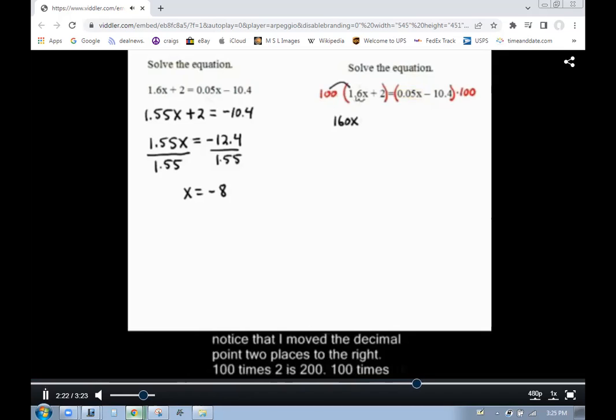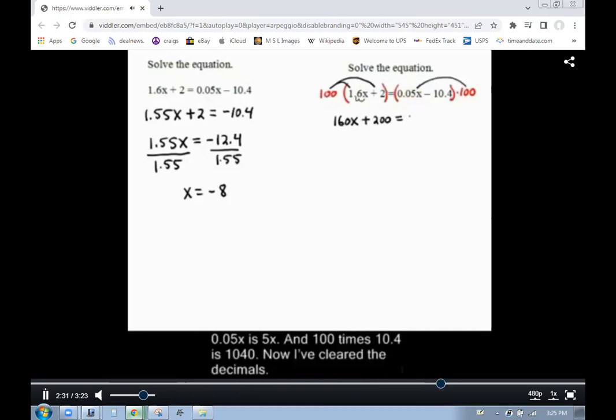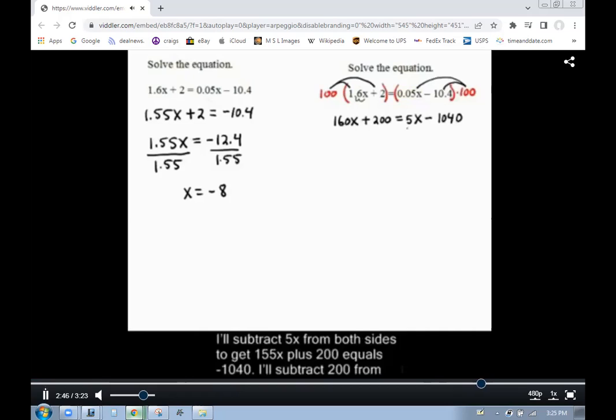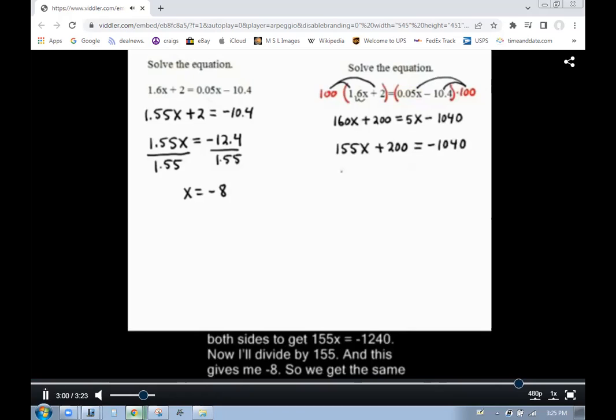100 times 2 is 200. 100 times 0.05x is 5x, and 100 times 10.4 is 1040. Now I've cleared the decimals. I'll subtract 5x from both sides, get 155x plus 200 equals negative 1040. I'll subtract 200 from both sides to get 155x equals negative 1240.